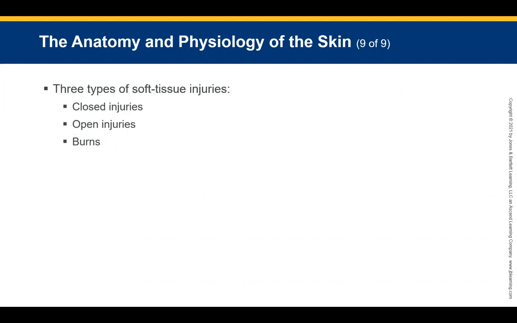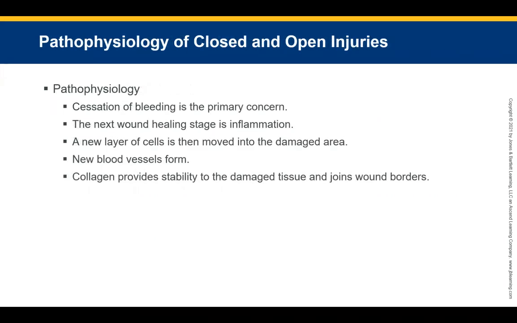Three types of soft tissue injuries. So we're going to talk about closed injuries, open injuries, and burns. The pathophysiology of closed and open injuries: healing of wounds is a natural process that involves overlapping stages. All this is directed towards a large goal of maintaining homeostasis in the body. Cessation of bleeding is the primary concern.